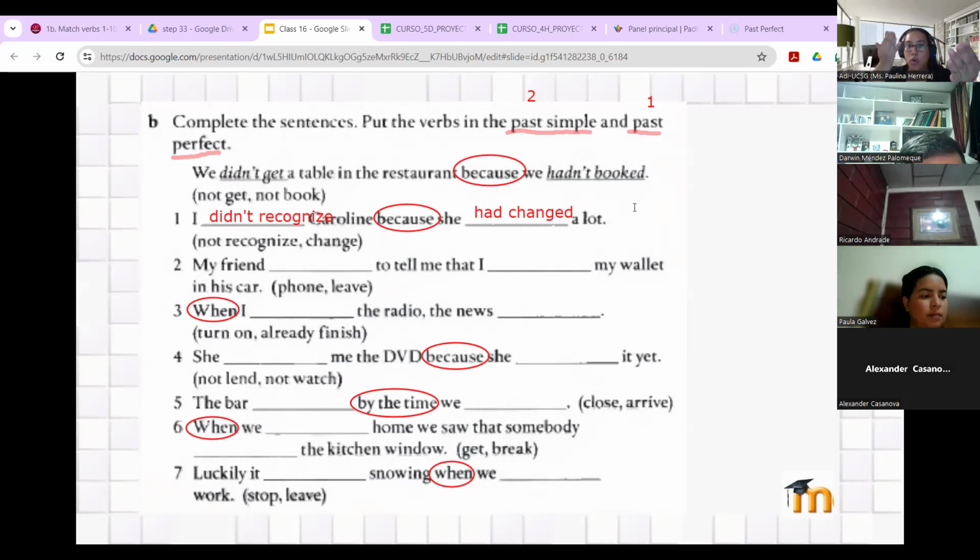Yeah? So I have two things. What happened first? Past perfect. What happened next? Simple past. Is that clearer now? Yes?